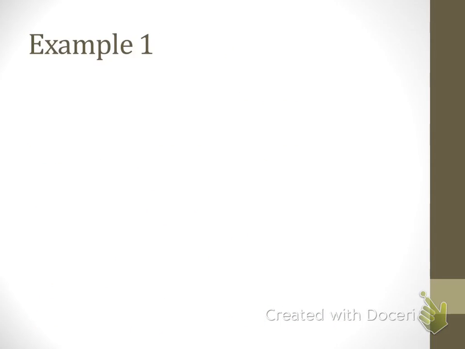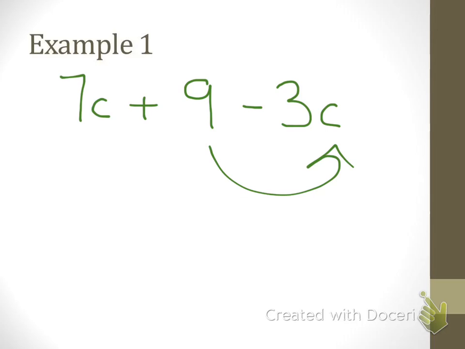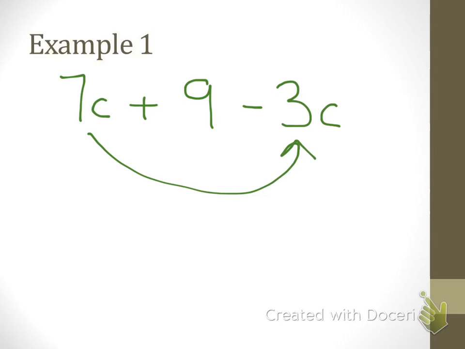Now let's look at example 1. Now let's actually combine like terms. I have 7c plus 9 minus 3c. Now remember, I can only simplify or combine terms that are the same. They're like terms. I cannot combine a number with a variable. I can't do it, okay, because they're not like terms. But I can combine variables that are the same.